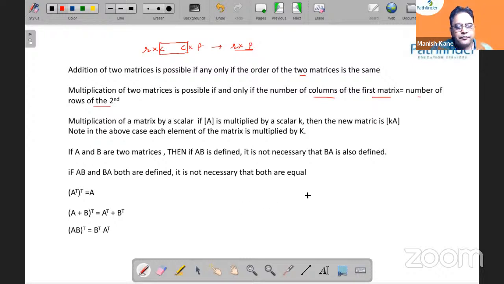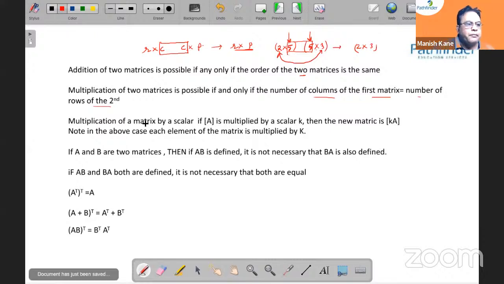For example, if I have one matrix whose order is 2 by 5, now in order for multiplication to be possible, the second matrix must have 5 rows, and it can have any number of columns. So 5 by 3. So the columns of the first equal the rows of the second. The resultant matrix will have an order 2 by 3.